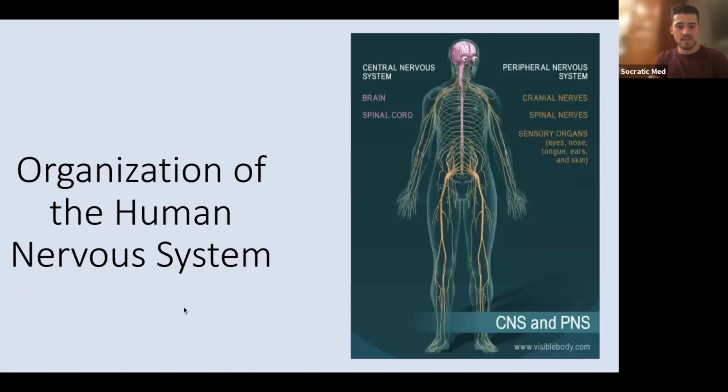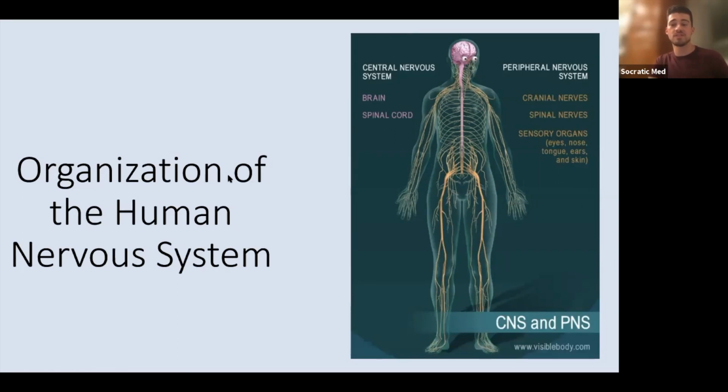All right, so let's get into the organization of the human nervous system. So I put a slightly freaky graphic to the right, and it separates the central nervous system, which is just the brain and spinal cord. That is pretty much the executive for all of your nervous functioning. And then the peripheral nervous system is everything else.